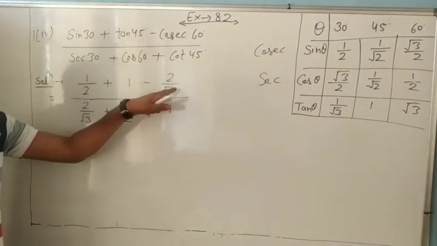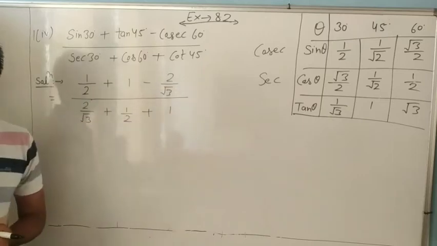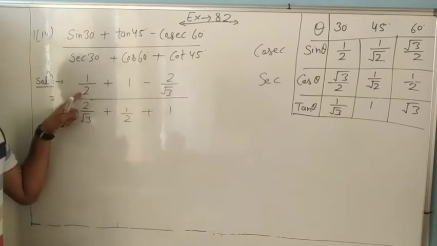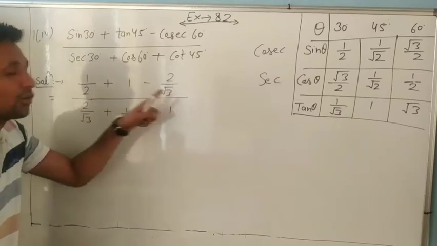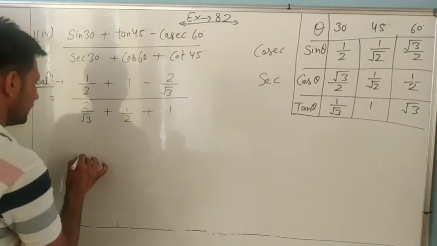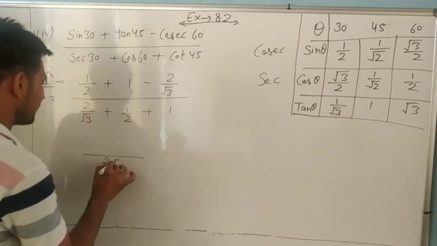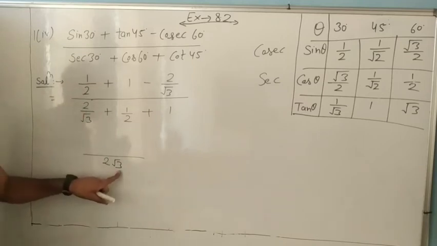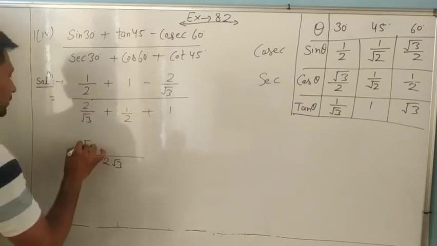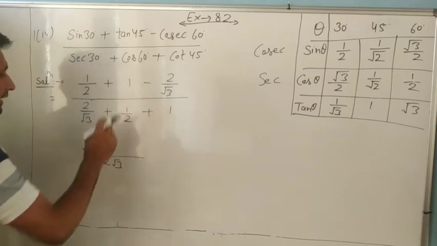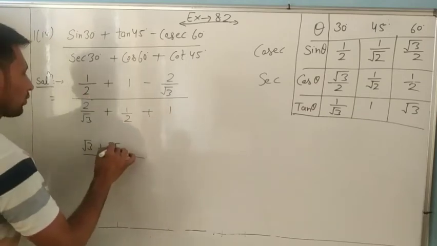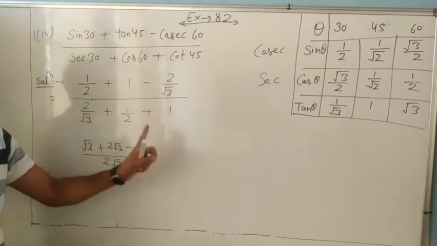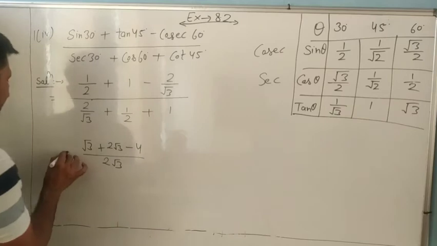Now look here. These are fractions. How can we add and subtract fractions? By taking the LCM. What is the LCM of 2 and root 3? If there is nothing common, we multiply the denominators: 2 into root 3. Very good. 2 upon root 3. Now 2 root 3 divided by 2. 2 cancels 2. What remains? Root 3, root 3 into 1. Root 3. Now minus 2 root 3 divided by root 3. Root 3 cancels, leaving 2 into 2, which is 4.